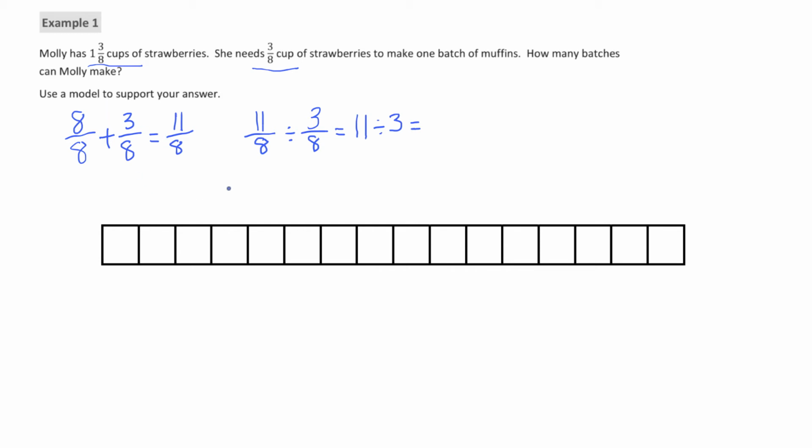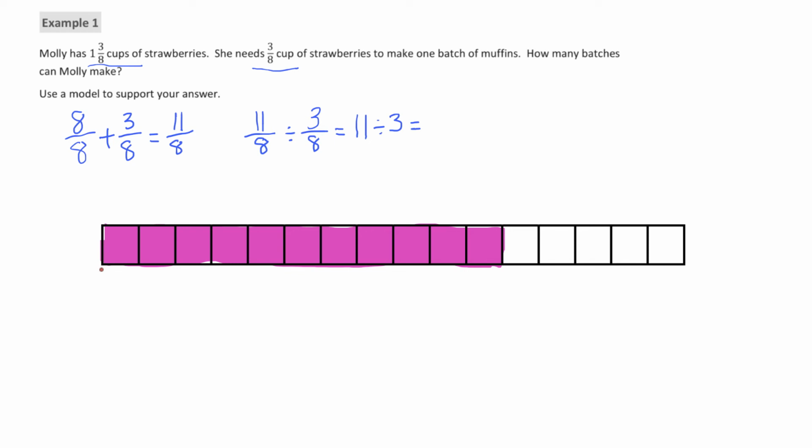Now, first thing I want to do is shade in the total amount of strawberries that I have, which would be 11/8, or 11 out of these 16 boxes, right? If this is 16/8 or 16, then I want to fill in 11/8 or 11. There's 11 out of 16 shaded in, and I want to know how many times 3 can go into this 11, right? So let me choose red here.